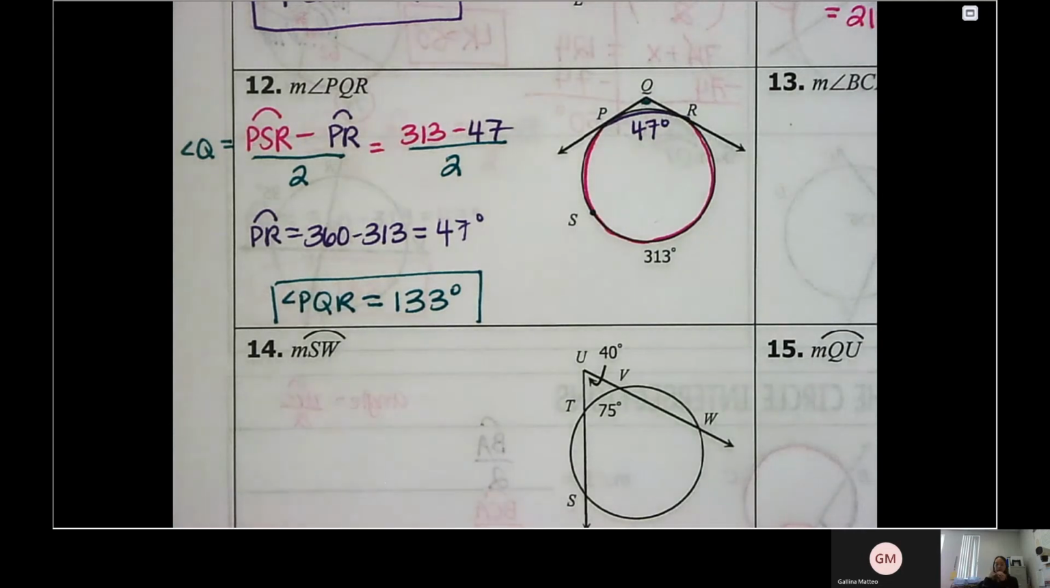All right, what did you get for your angle? Katie got 133. Lily got 133. Anyone else? Dom did. Yep, that's that. Beautiful. 133. Good. So you took your 313 away from the 360 to get that arc PR to get 47 there. And then once you figured that out, you could plug it into the equation of big minus small divided by 2.